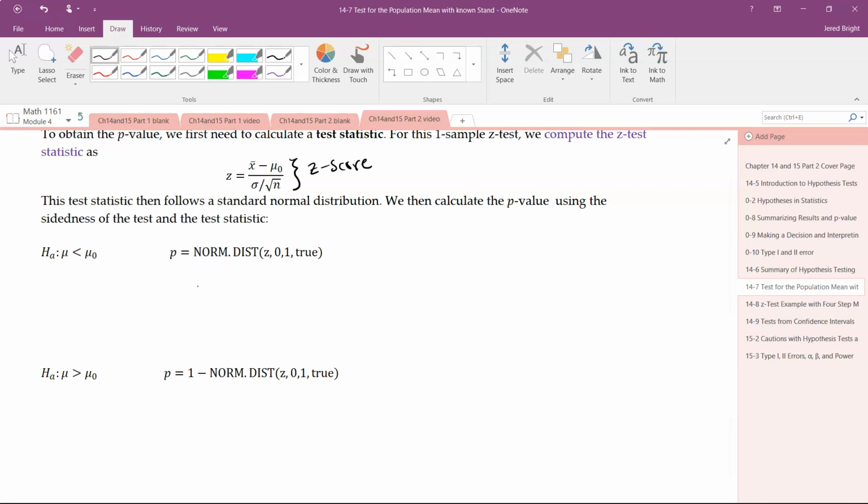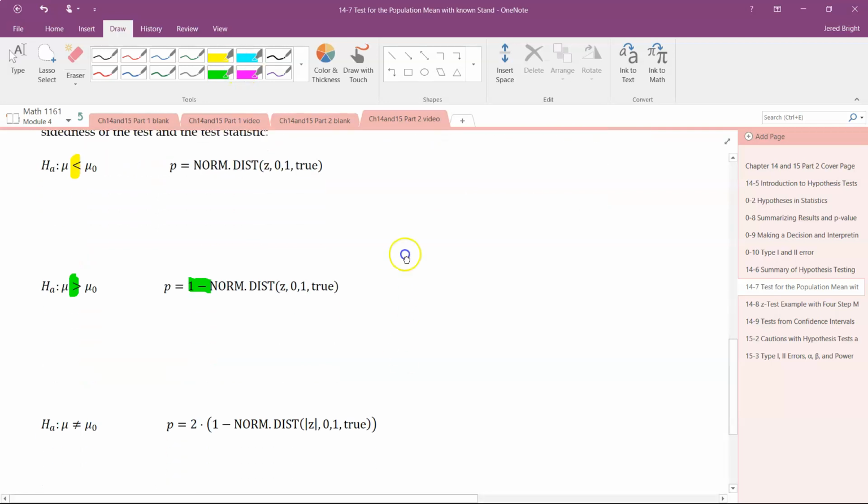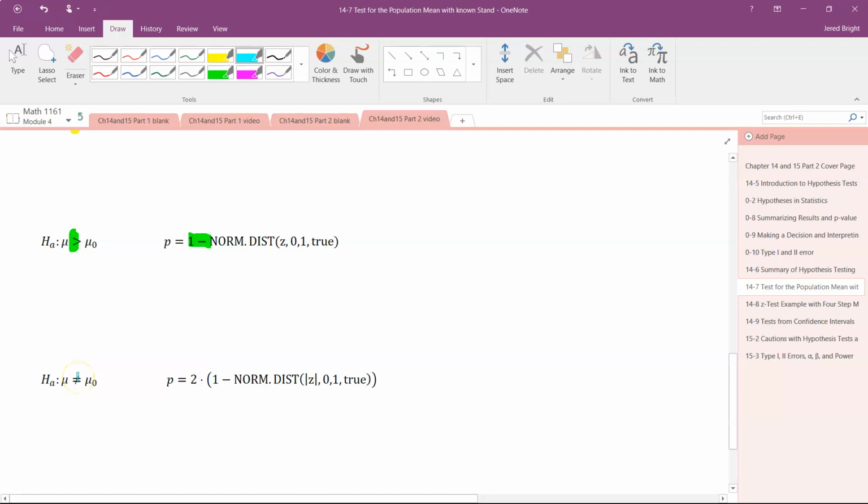So the p-value is just going to be the probability, and how we calculate the p-value is based on the direction indicated in the alternative hypothesis. So if we go to the left, we're going to do just norm.dist, right? And then our z-score, 0, 1, true. If we go to the right, then we have to do the 1 minus, just as we did before. The new case for us is if we have not equals. This one, I don't know how to explain it better than to do 1 minus.